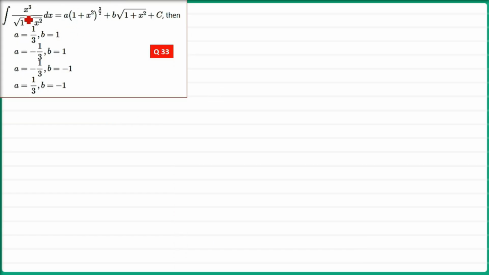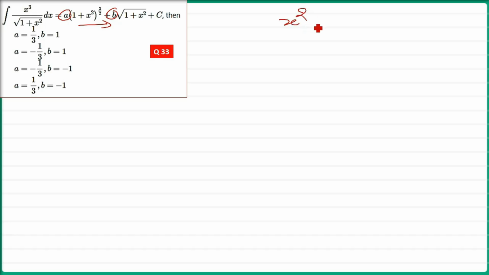Now we have x cube divided by under root 1 plus x square, and this has to be equated to a into 1 plus x square raised 3 by 2 plus b under root 1 plus x square. A and b have to be computed. What is a and b? Once you integrate the left, then anything which is coming on the right, we can equate it with a and b.